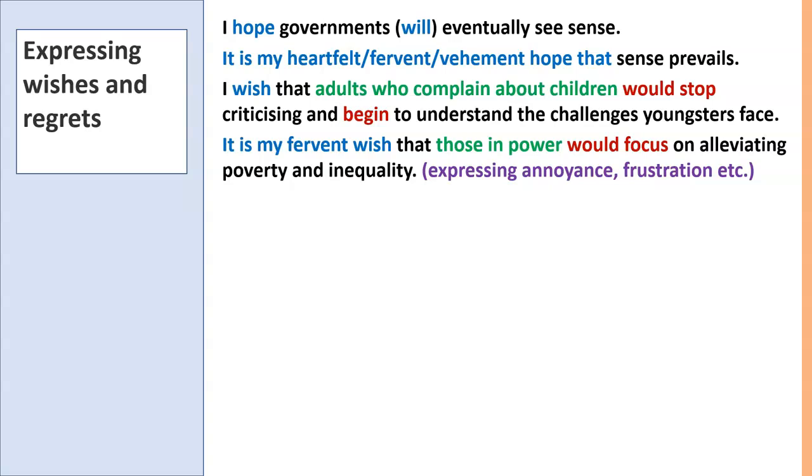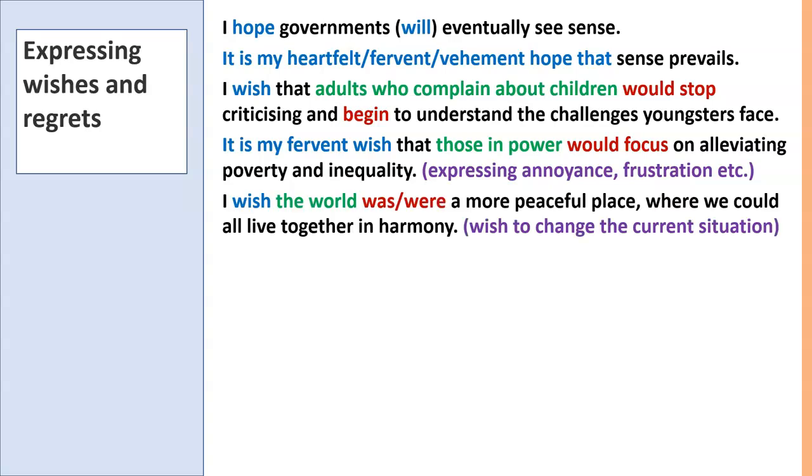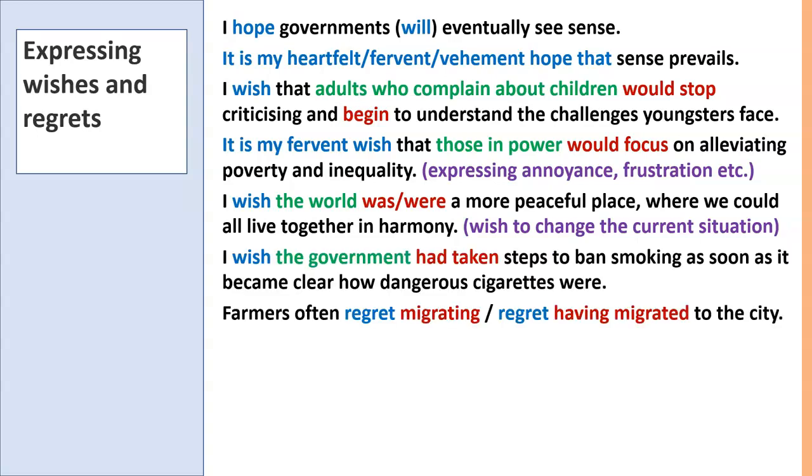So we can use it when we want to express annoyance or frustration. So I wish that something would stop or would change. And we can also use it when we want to change the current situation. So I wish the world was or were a more peaceful place. We can also use wish when we want to refer to things in the past. So I wish the government had taken steps. This is what we wish the government did in the past.